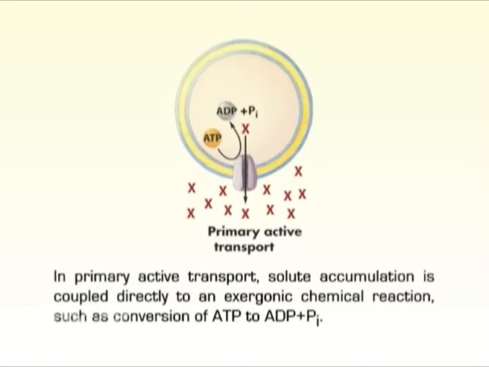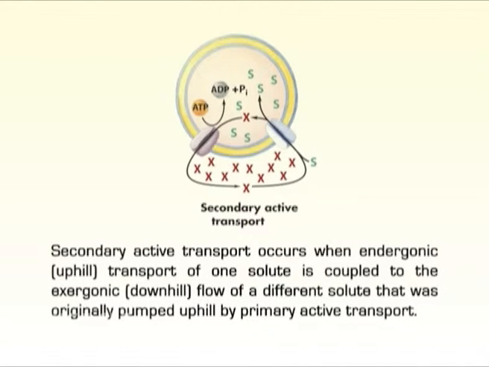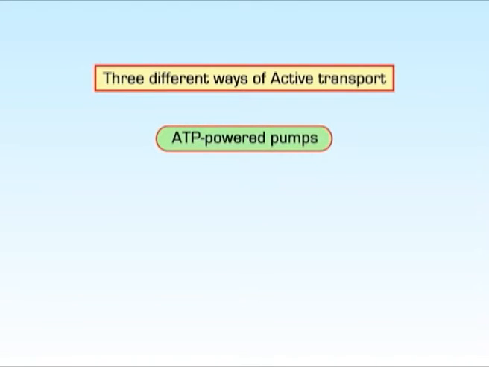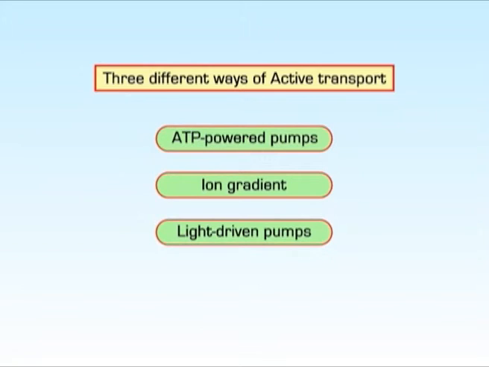In primary active transport, solute accumulation is coupled directly to an exergonic chemical reaction, such as conversion of ATP to ADP and phosphate. Secondary active transport occurs when endergonic or uphill transport of one solute is coupled to the exergonic or downhill flow of a different solute that was originally pumped uphill by primary active transport. So active transport takes place in three different ways: by ATP powered pumps, ion gradient, or light driven pumps.